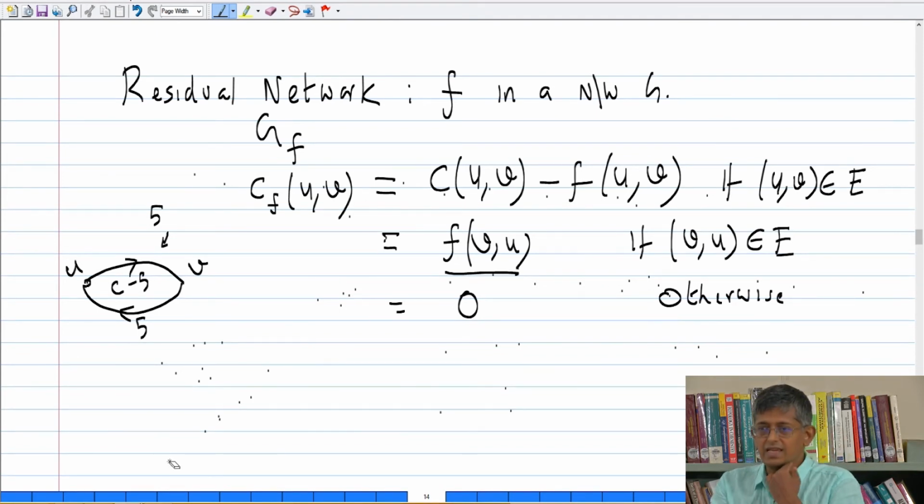So instead of running this residual network on the example that we did, you can attempt that by yourself. I am going to now prove something very interesting.